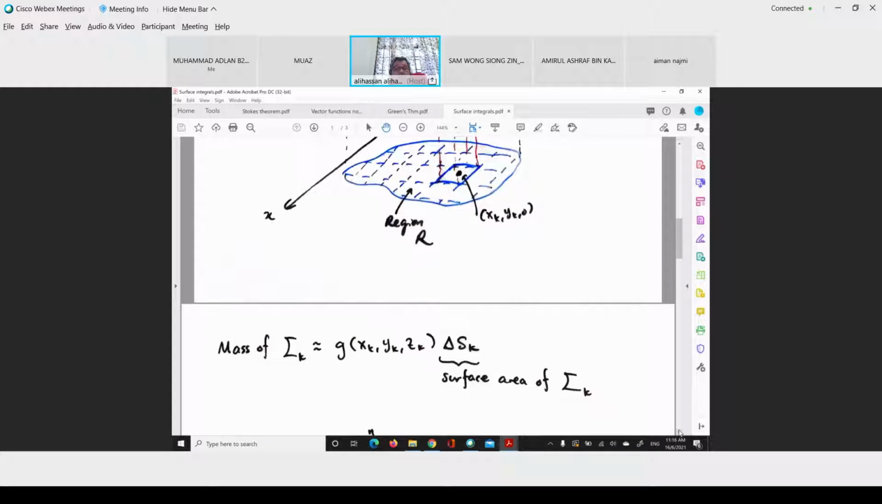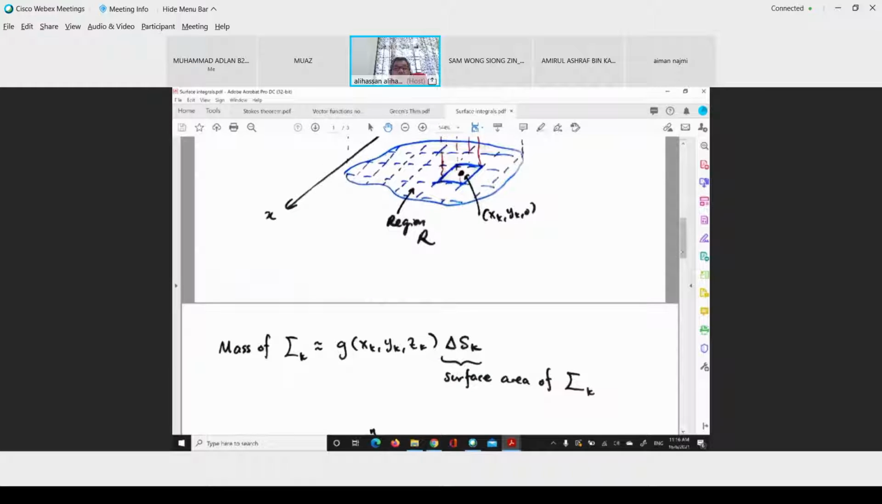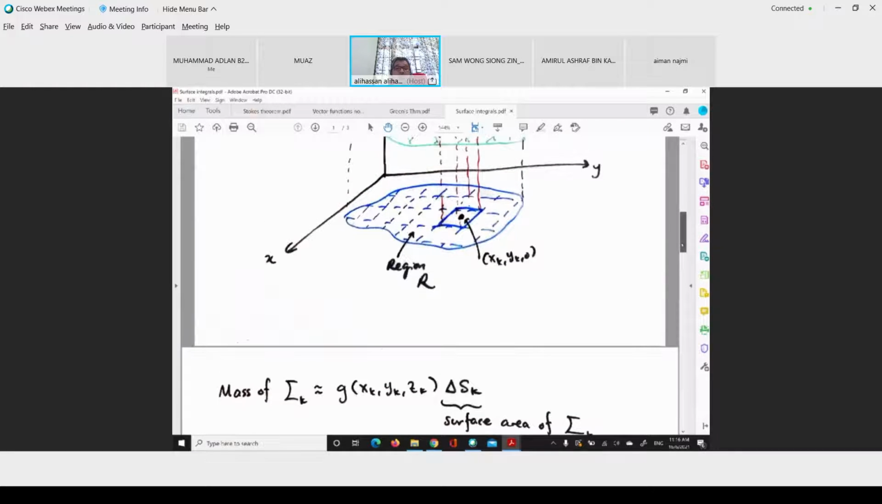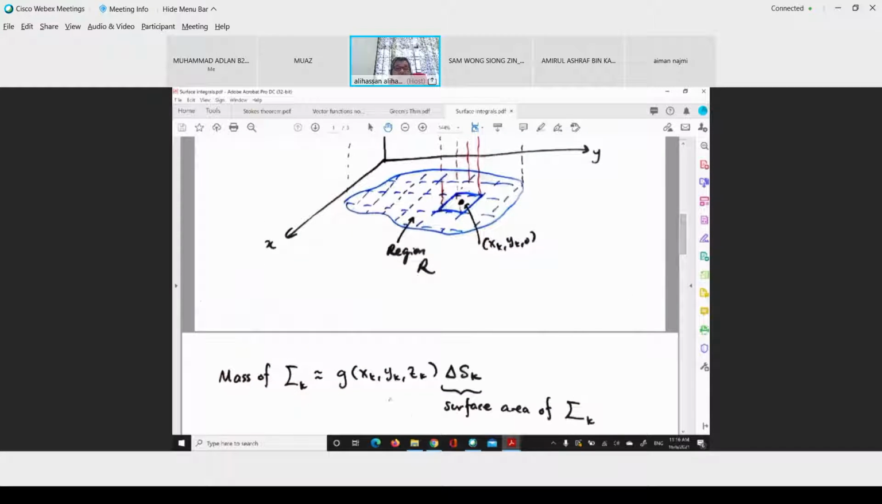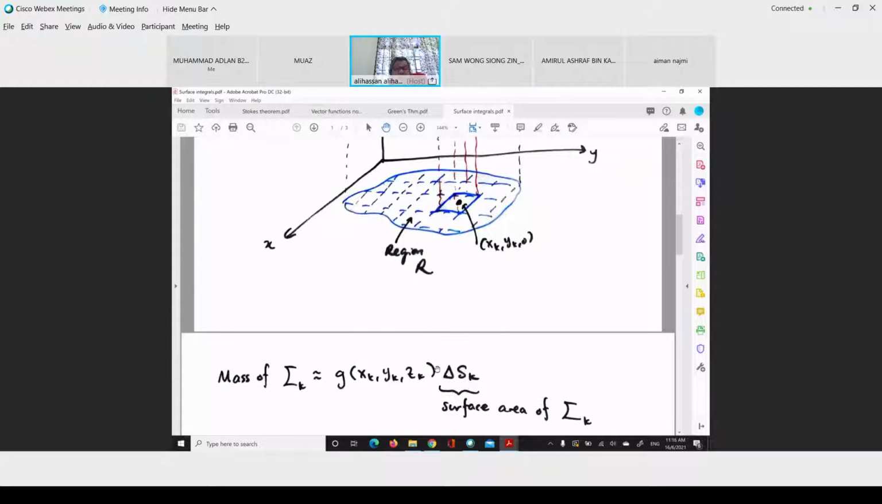So we come up with an estimate first. What is the mass of the surface sigma k? It is equal to the density times the surface area. This is approximately equal to the density at the representative point (xk, yk, zk) times the surface area of sigma k, denoted here as delta Sk. See, this S is capital S.